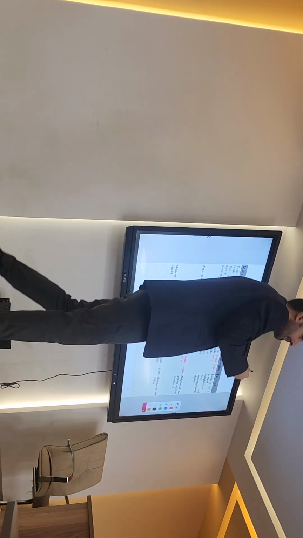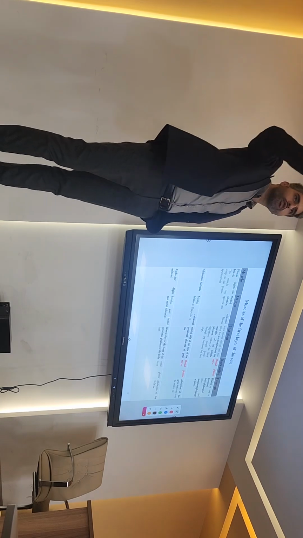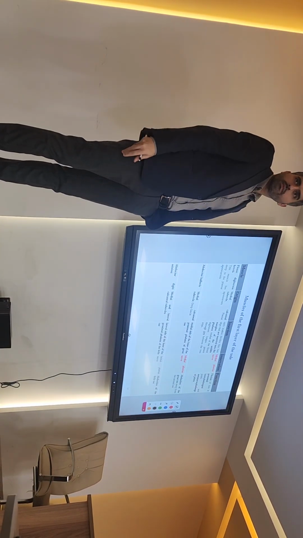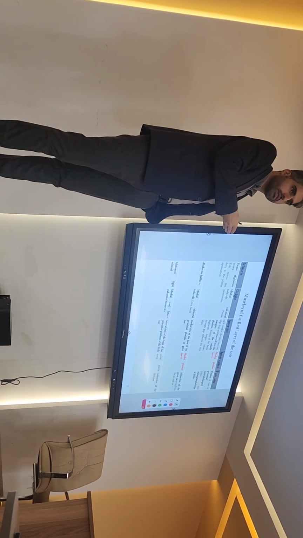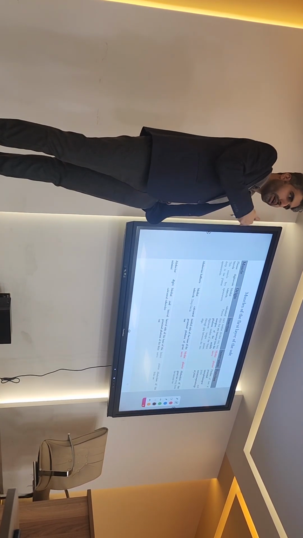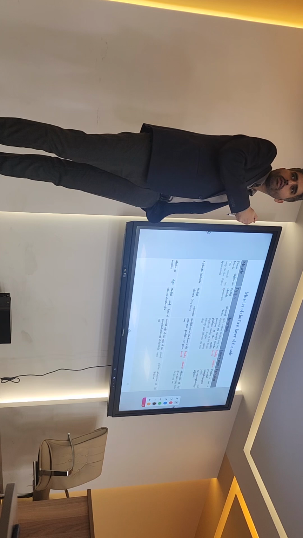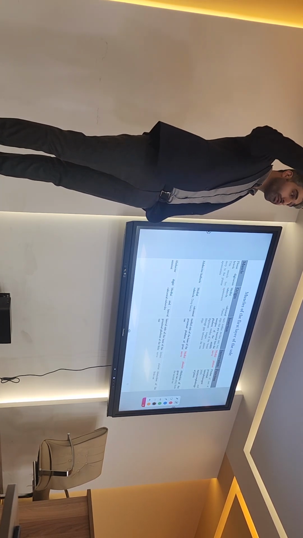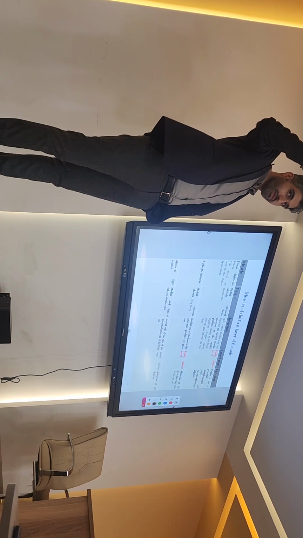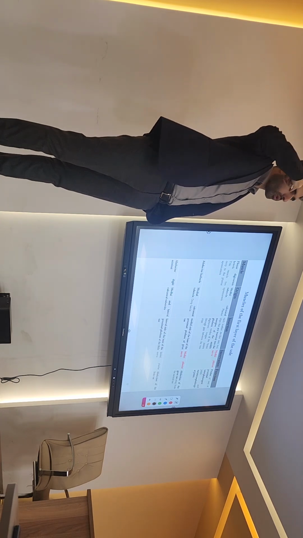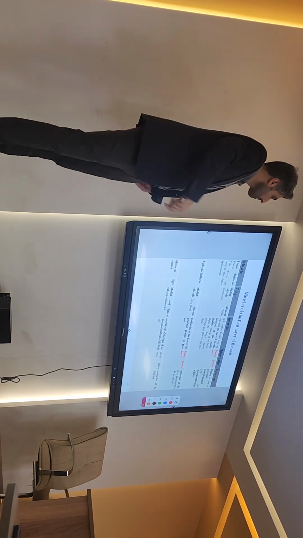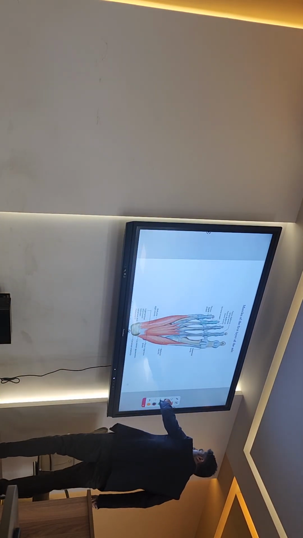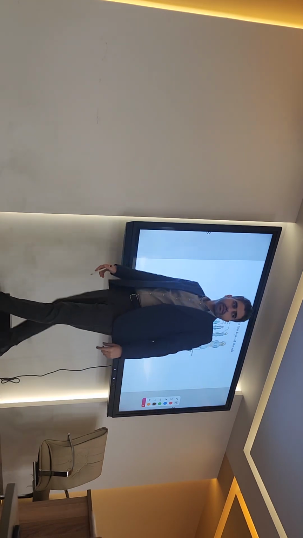So look at here. I told you we have 4 medial plantar muscles. Flexor hallucis brevis, abductor hallucis, and flexor digitorum brevis are medial plantar, plus 1 lumbrical. So look at here. Let's check the first layer. This picture is for the first layer.